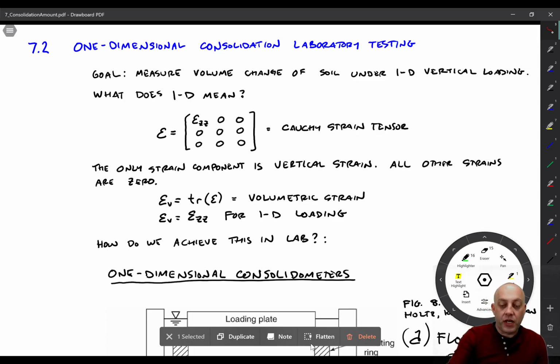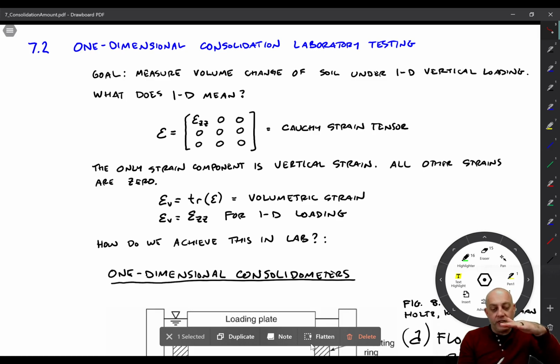Under that condition, the volumetric strain is equal to the trace of the strain tensor. So basically you add up all the components on the diagonal. You can see here that the volumetric strain is equal to the vertical strain for one-dimensional loading. Now in general that's not true, right? Volumetric strain is not equal to vertical strain if there's any other kind of horizontal strain happening.